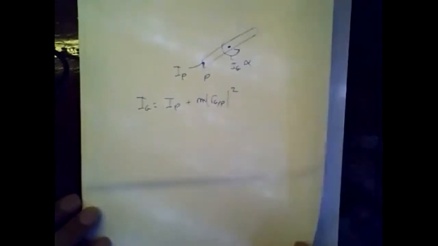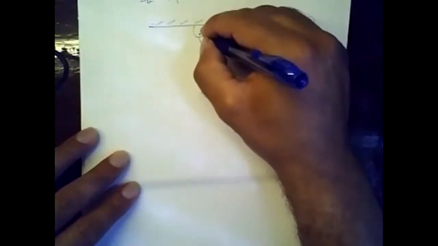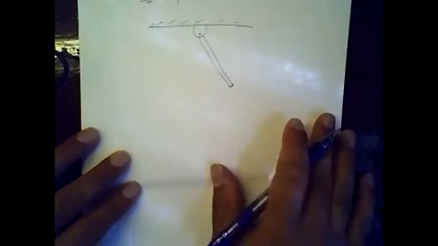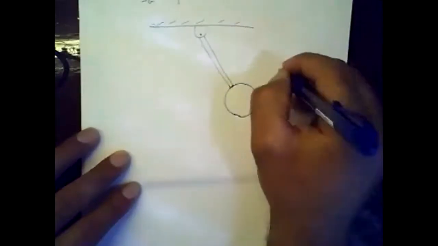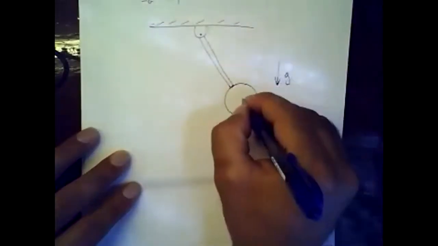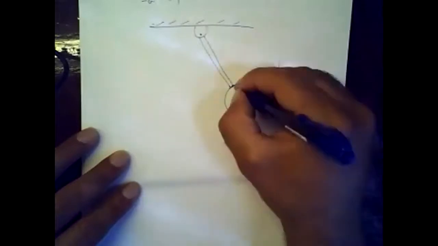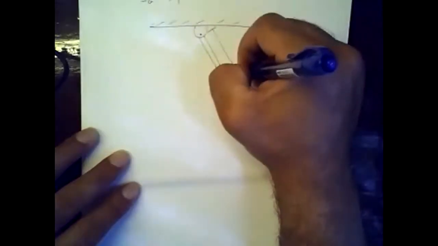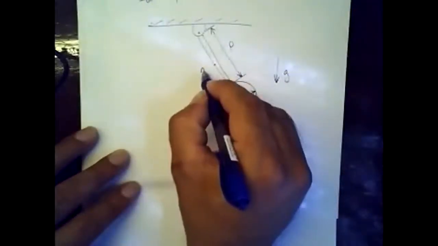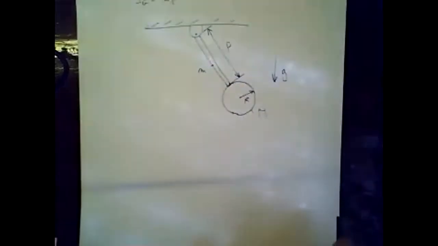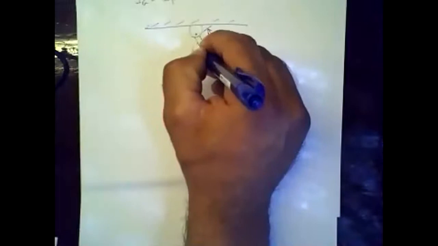In this problem, you have a pendulum. Let's say the pendulum is made out of two parts. You have a linear bar, and you have a disc over here. Gravity is acting downward. The radius of the disc is R, and the length of the bar is L. The mass of the bar is small m, and the mass of the disc is big M. I also gave you the angle over here.